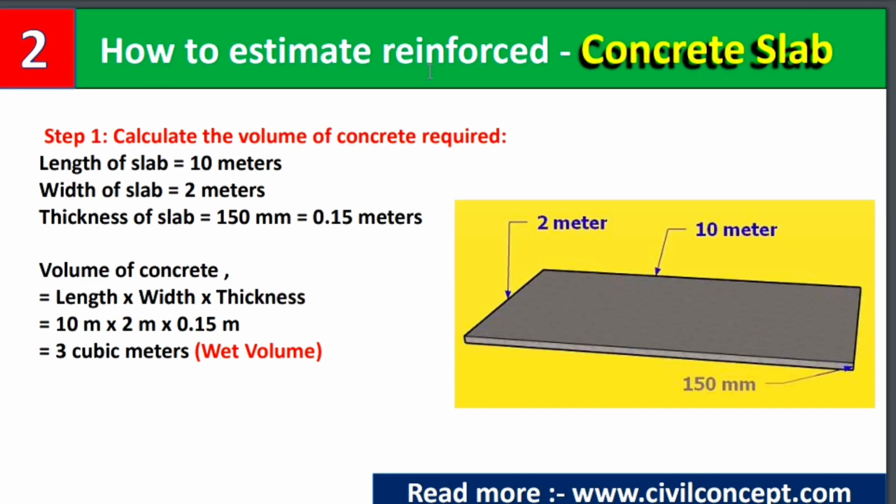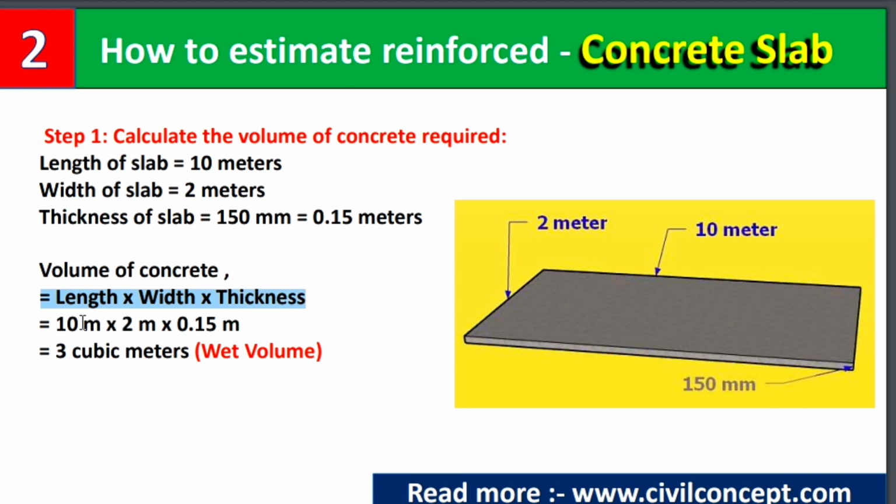Okay, so you can see here in step number 1, we will calculate the volume of concrete required. Okay, so length of slab is 10 meter, width of slab is 2 meter and thickness of slab is 150 mm. Okay, so we have to make this mm into meter. Okay, you have to convert in the similar unit. So after converting it into meter, we will get 0.15 meter. Okay, so here 1000 mm is equals to 1 meter. So when we divide 150 mm by 1000, we will get how much? 0.15 meter.